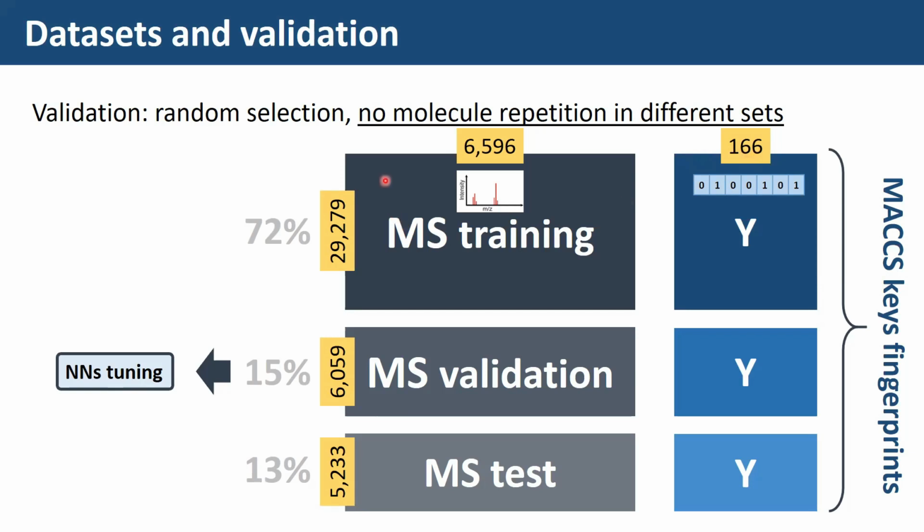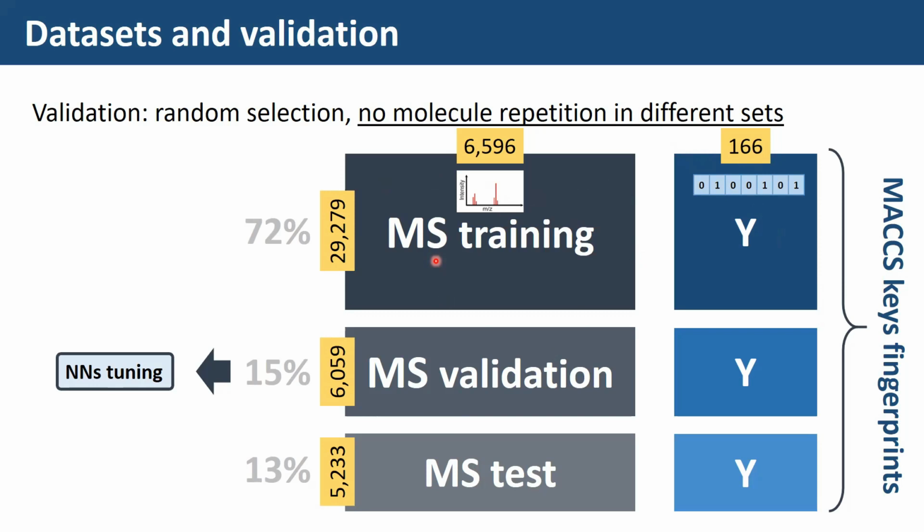And we want to make a model between our MS data and the fingerprints. This is our aim, our goal. So of course we had to divide our data set into some subsets to have a training, a validation, and a test set.